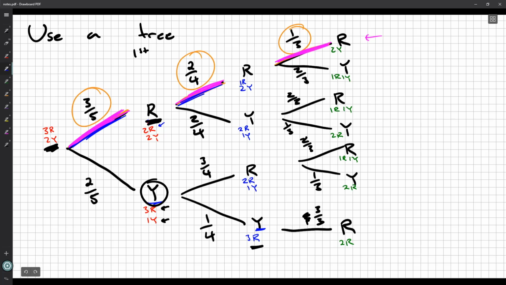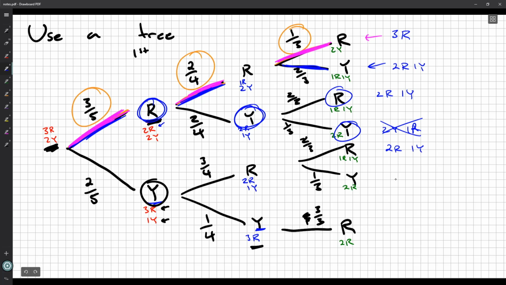If I do reds and then 1 yellow, yeah, that's going to be more. In fact, what we could probably do is say, well, this is 3 reds, this is 2 reds and 1 yellow drawn. A red, a yellow, and a red, well, that's 2 reds and 1 yellow drawn. Red, yellow, and yellow, so this path down here is 2 yellows, 1 red. I don't want that situation. I don't want more yellows than red.